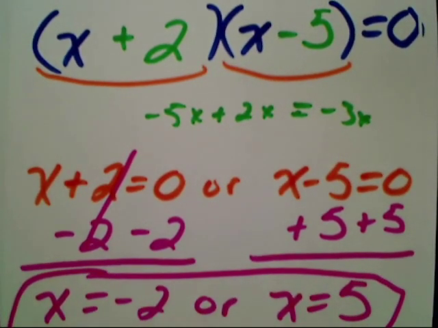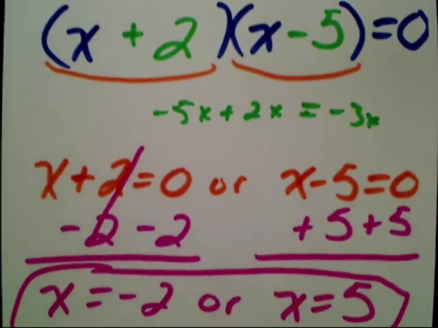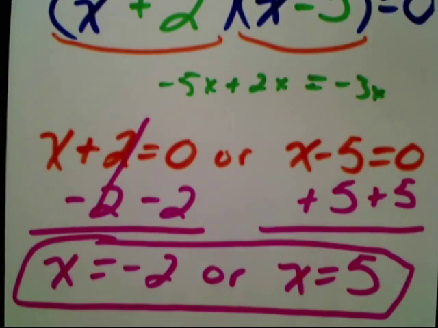Those are our two solutions. Either x is equal to negative 2 or x is equal to 5 to solve for this equation.